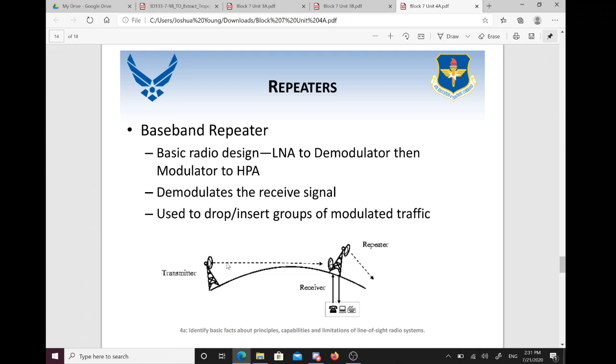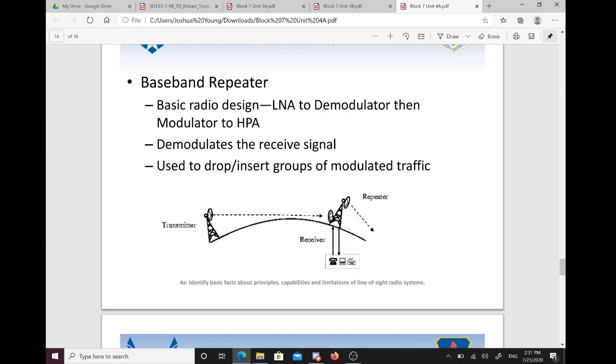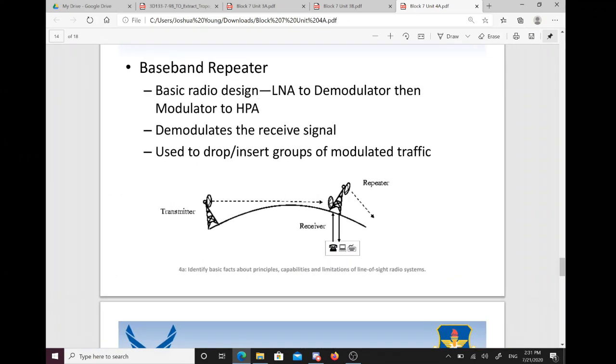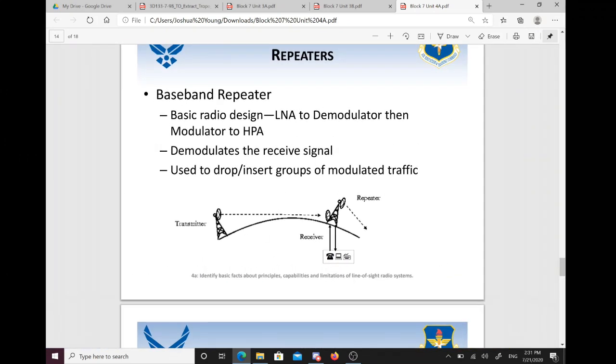So your original transmission coming from your transmitter is sent through to your repeater system, which at your repeater station has this phone and computer, and a keyboard. That just represents your groups of modulated traffic that are being inserted into that repeater system. So it's inserted into the transmission to be transmitted alongside the data that was already existing previously before it entered into your repeaters.